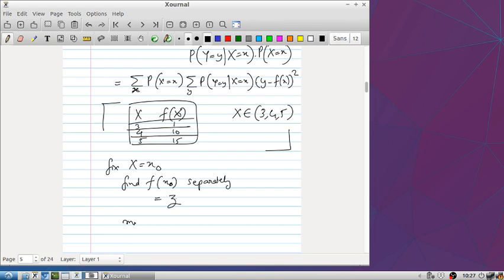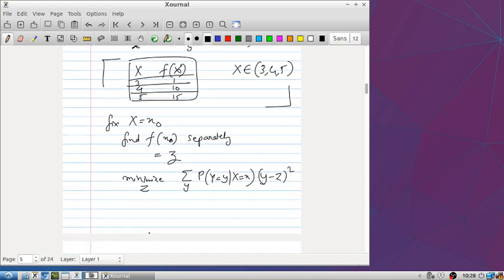So I'm going to find that by, let me write the problem. So I want to minimize the sum over y, probability of Y equal to y given X equal to x, of (y minus z) square. Minimize over z basically. I just isolated one term. And how do I minimize this? You can just take the derivative and set it equal to 0.